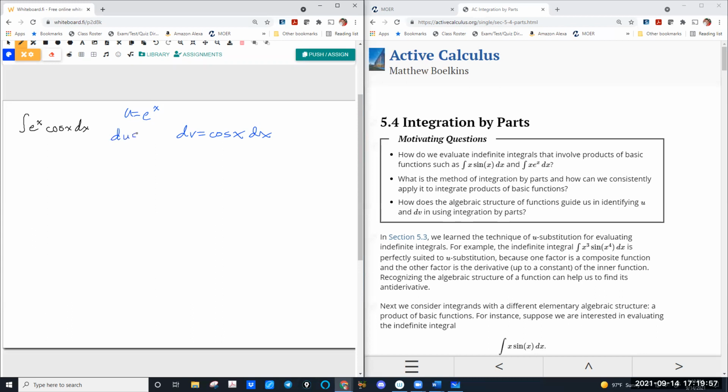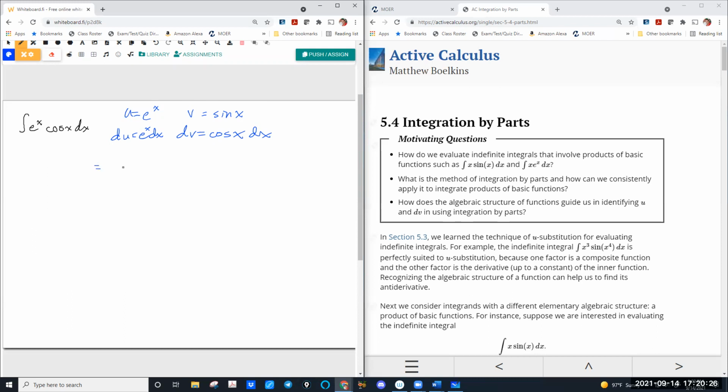So we get a du, which is e to the x dx. And over here we get a v. Now careful on this. I know it can be hard to remember which direction you're going. The derivative of cosine is negative sine. The antiderivative of cosine is positive sine. Okay? And if you're not sure, just take the derivative. Oh, derivative of sine is cosine. All right, we start to put this back together.